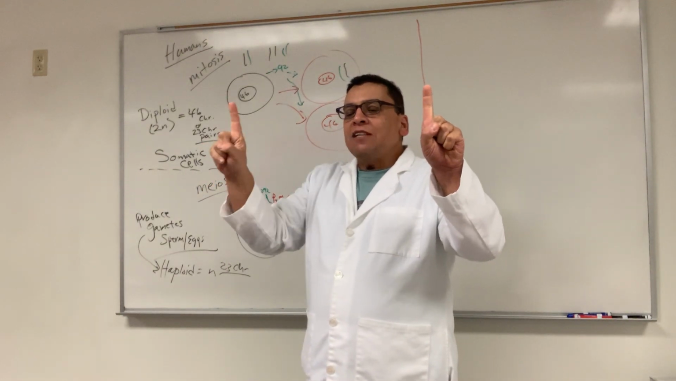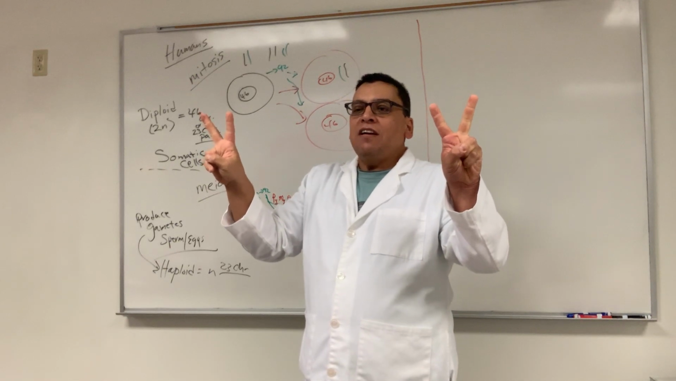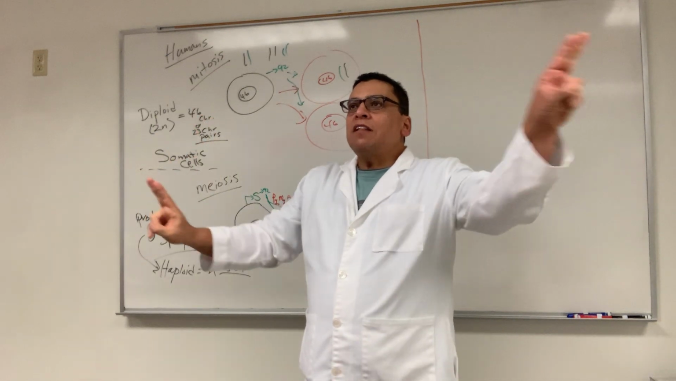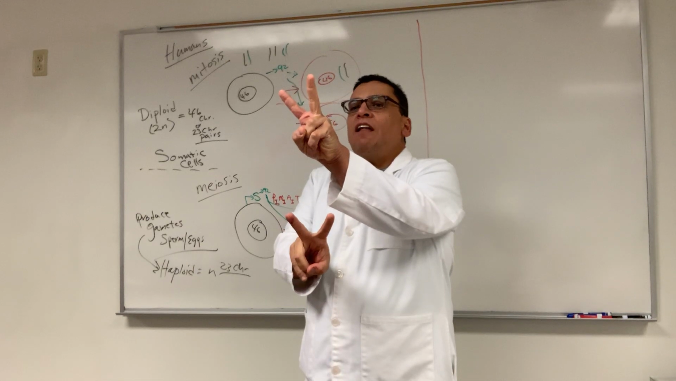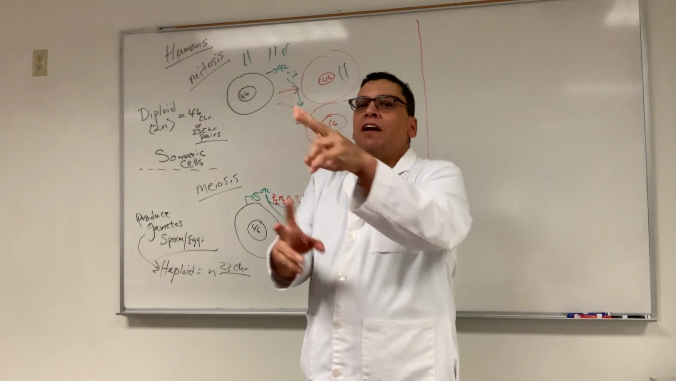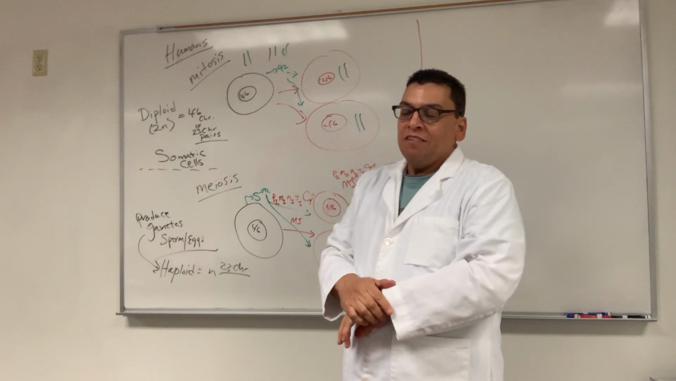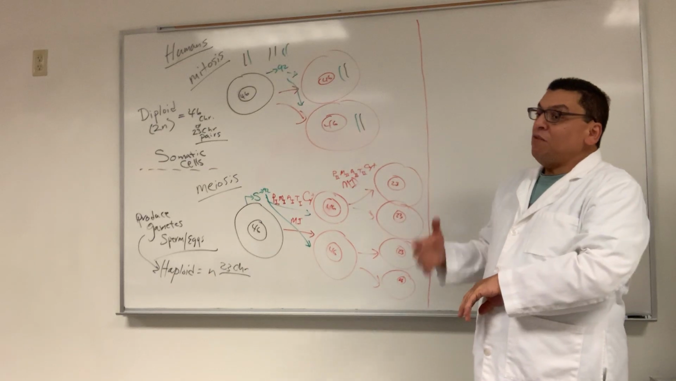Let's do it again. Mom's chromosome 1, dad's chromosome 1. They duplicate. In which phase? S phase. They find each other. In which phase? Prophase. They line up. In which phase? Metaphase. They split. In which phase? Anaphase. We're done. That's mitosis. Let's do it one more time because I need you to understand what I'm doing here with mitosis.